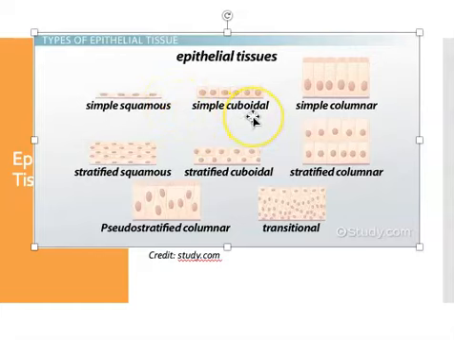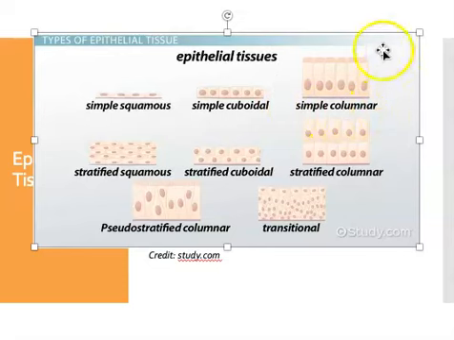Next is simple cuboidal. These cells are characterized as having a very squared off shape, although the edges don't tend to be pointed, they tend to be rounded. And most notably, the nucleus in simple cuboidal epithelium, the nucleus in each one of these cells is centrally located. It literally lies right smack in the center of each cell.